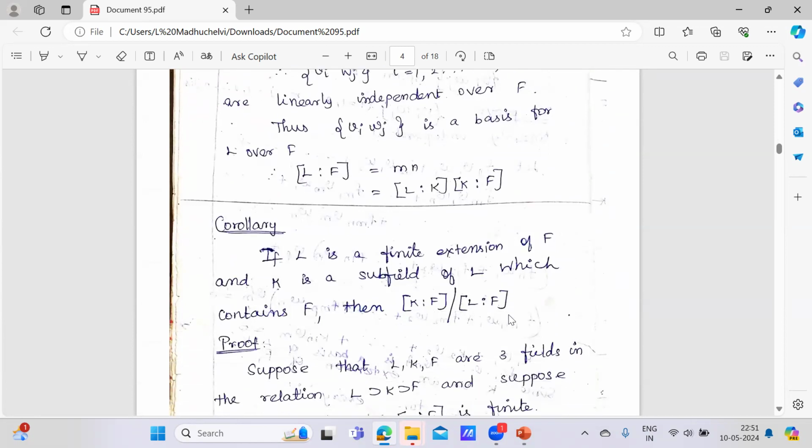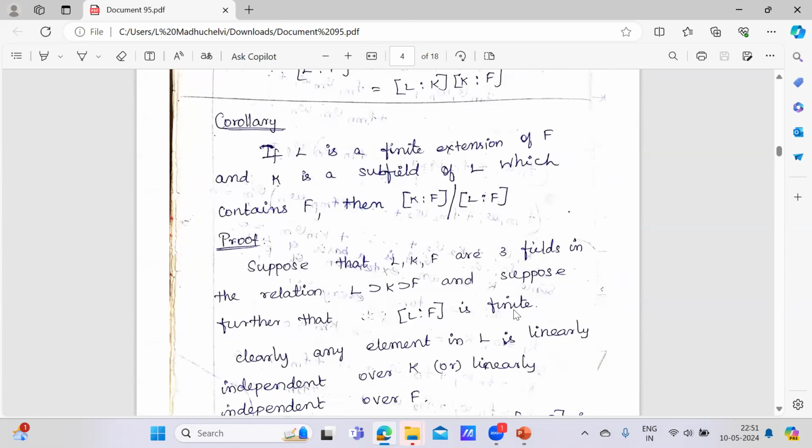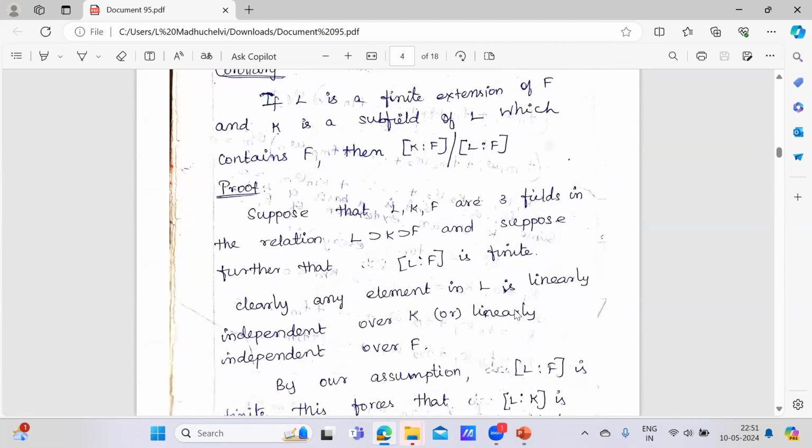Next, we are going to see the corollary. If L is a finite extension of F and K is a subfield of L which contains F, then degree of K over F divides degree of L over F. Proof. Suppose that L, K, F are three fields in the relation L contains K contains F.